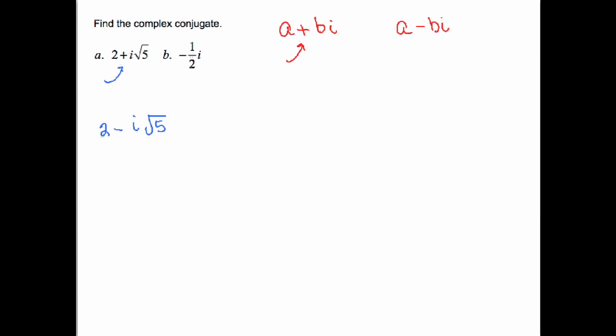If I want to find the complex conjugate of negative 1/2 i, I want to rewrite this as 0 minus 1/2 i, so I can clearly see the sign to change. I'll change that subtraction to an addition. So the complex conjugate would be 0 plus 1/2 i, which I'll just rewrite as 1/2 i.